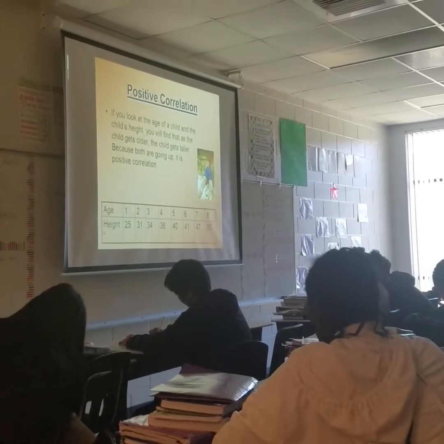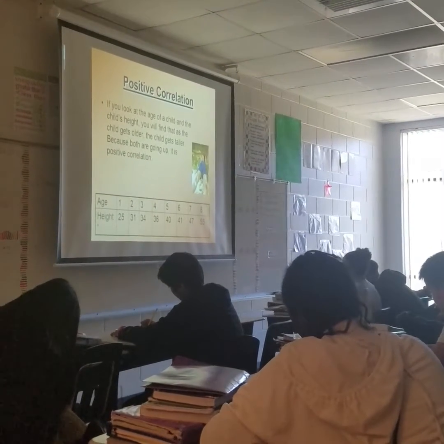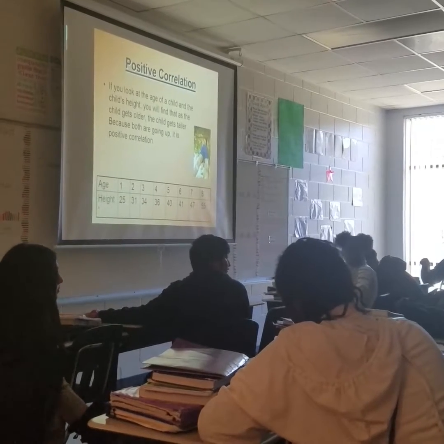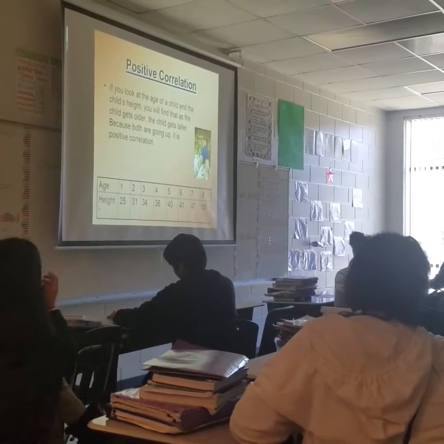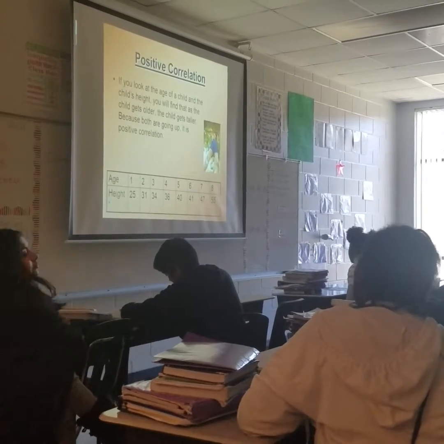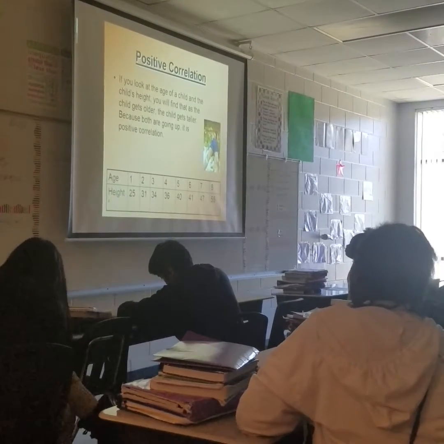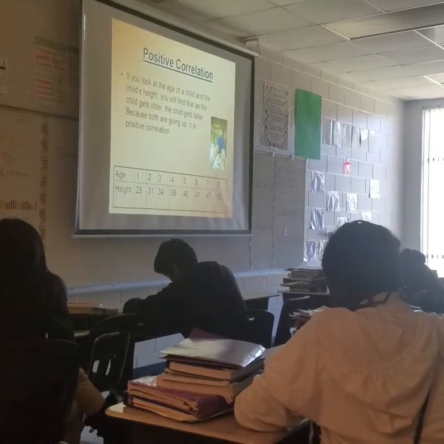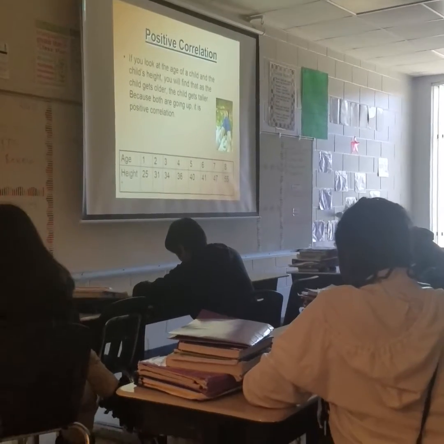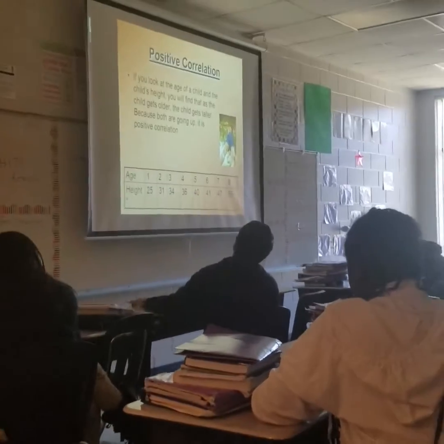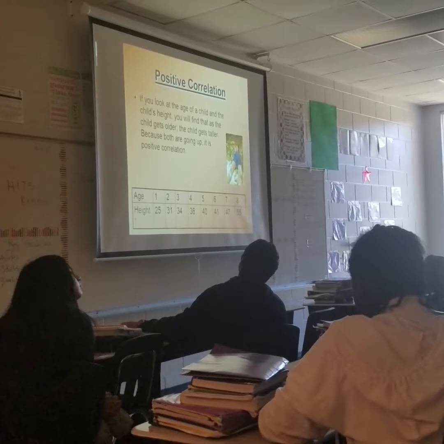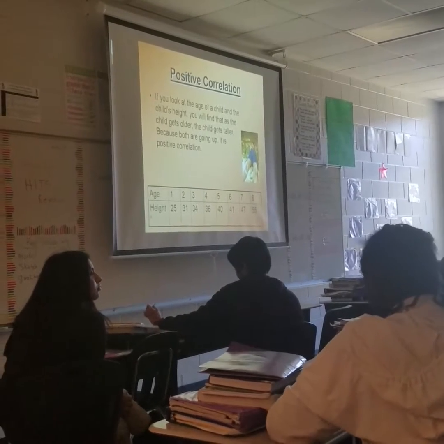Here's an example of a positive correlation. You don't have to copy that, we're going to go through some examples of positive correlations. So we're going to go through this example here, and then this is going to clear it up more for you. If you look at the age of a child and a child's height, you will find that as the child gets older, the child gets taller. Because both are going up, it's a positive correlation.